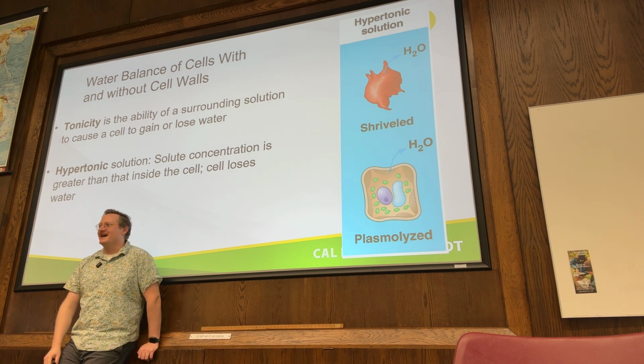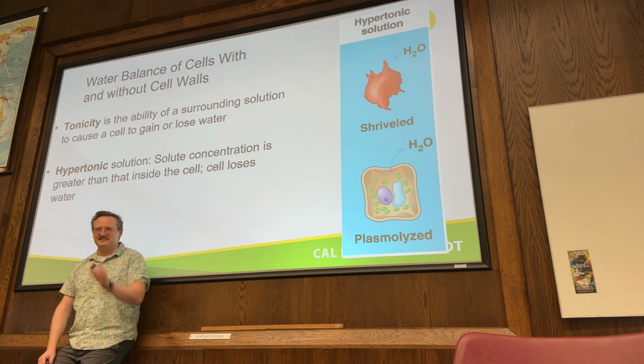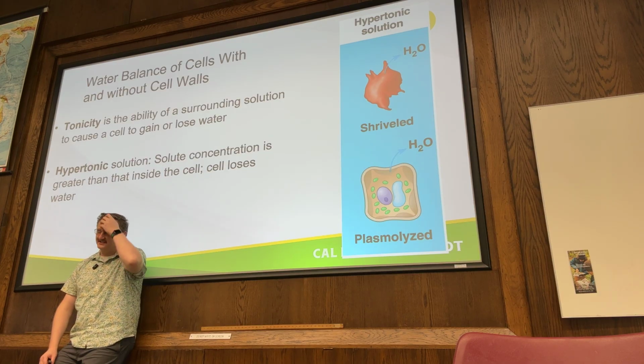Hypertonic. Higher concentration of solute draws water out of the cell. It causes this animal cell to become shriveled, causes this plant cell to become plasmolized, which you should have seen in your previous lab. Yes, you looked at the onion cells.